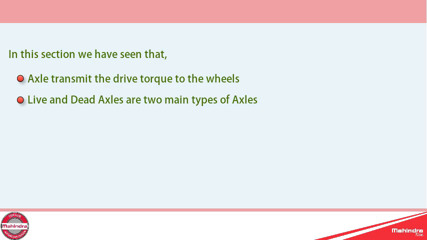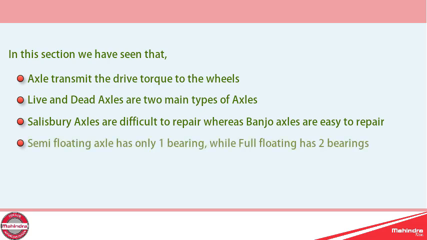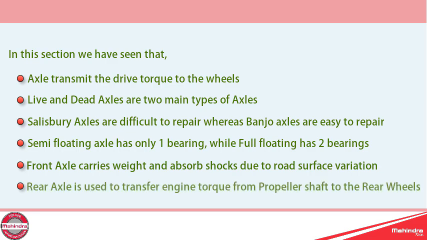In this section, we have seen that the axle transmits the drive torque to the wheels. Live and dead axles are two main types of axles. Salisbury axles are difficult to repair, whereas banjo axles are easy to repair. A semi-floating axle has only one bearing, while a full-floating axle has two bearings. The front axle carries weight and absorbs shocks due to road surface variation. The rear axle is used to transfer engine torque from the propeller shaft to the rear wheels.